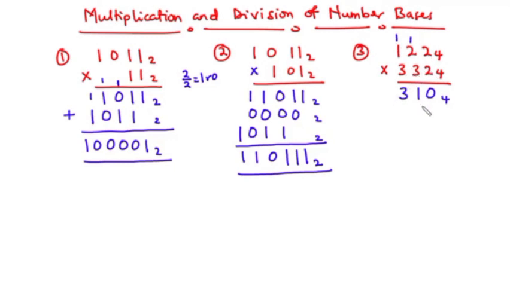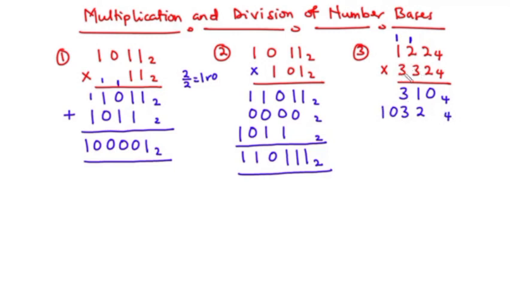3 times 2 is 6. 6 divided by 4 is 1 remainder 2. So we have 2 here and then we carry on 1. 3 times 2 is 6 plus 1 is 7. So that's going to be 1 remainder 3. So we have 3 and then we carry on 1. 3 times 1 is 3 plus 1 is 4. 4 divided by 4 is 1 remainder 0. So we have 0 and then we carry on the 1. So we have 1 0 3 2.